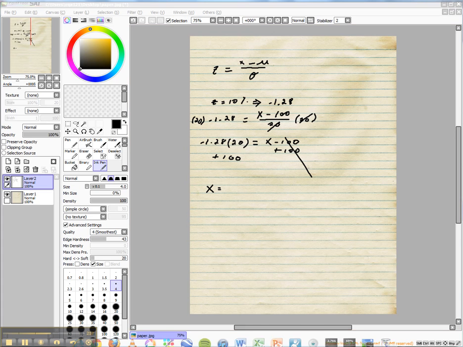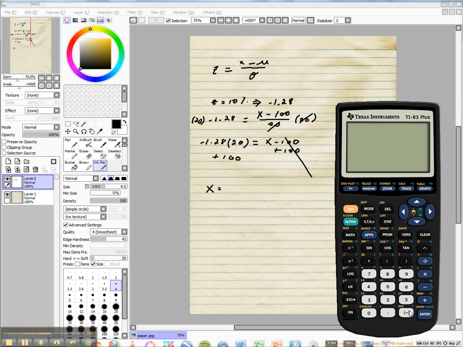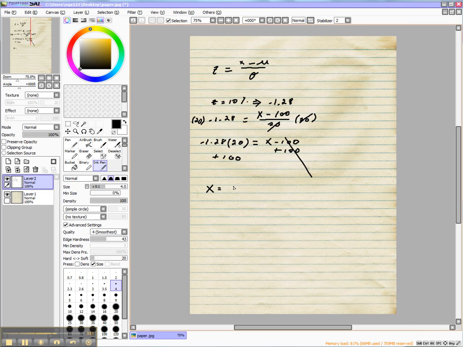Let's pull out our calculator and figure that out. Negative, this is the negative button right here. So you guys know negative 1.28 times 20, right? Plus 100. What's that? 74.4. Sorry. 74.4 is the value of x that separates the stocks as bleh stocks.